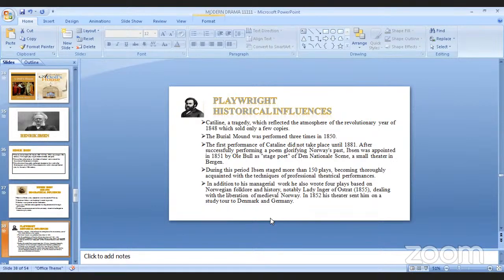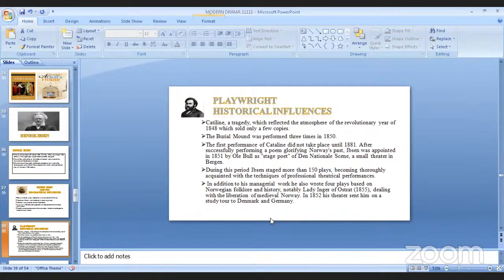The Burial Mound was performed 3 times in 1850. The first performance of Catiline did not take place until 1881. After successfully performing a poem glorifying Norway's past, Ibsen was appointed in 1851 by Ole Bull as stage poet of Den National Scene, a small theatre in Bergen.